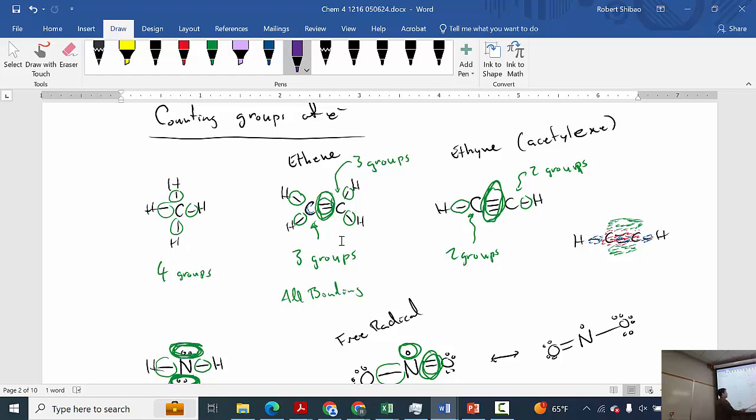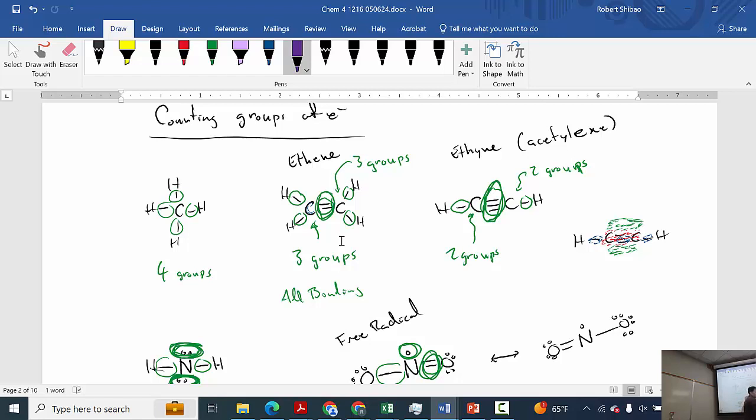How about ethyne or acetylene? Ethyne has a triple bond here. How many groups would you count here? 2 groups. A triple bond group and a single bond group. And so this is kind of what it would look like there.